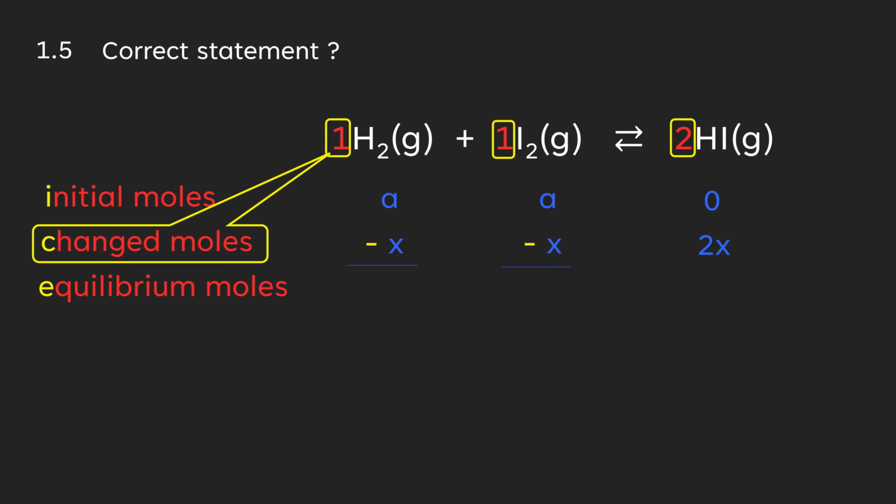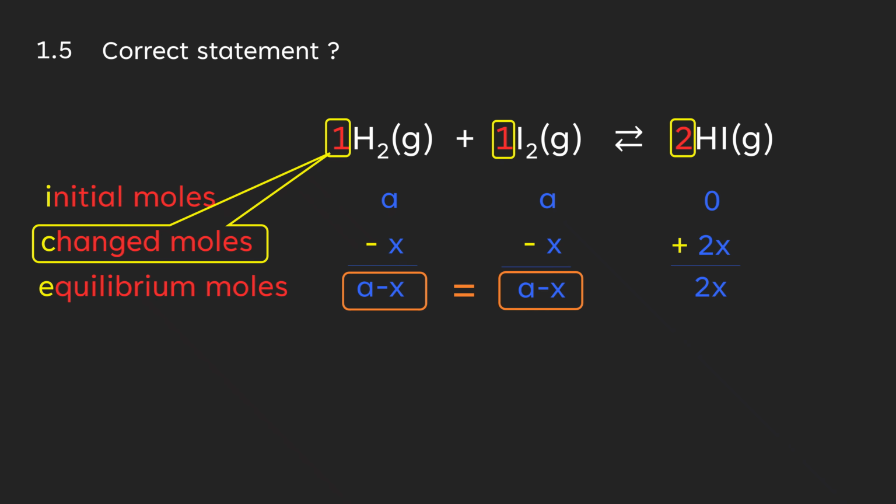Then, to work out the moles of each reactant present at equilibrium, we must take the moles we started with and subtract the moles which were used up in the reaction. And we get A minus X moles for each reactant left at equilibrium. And for the product, we need to find the sum of the initial moles and the moles that were produced. And we get 2X moles.